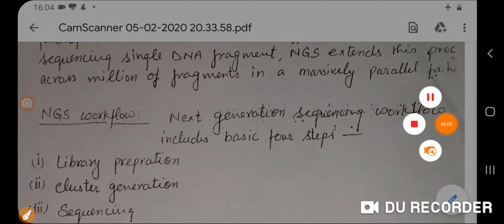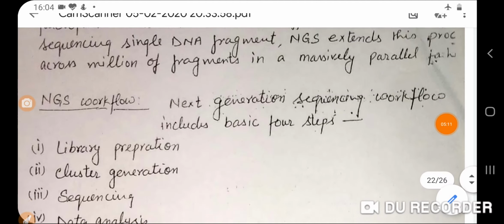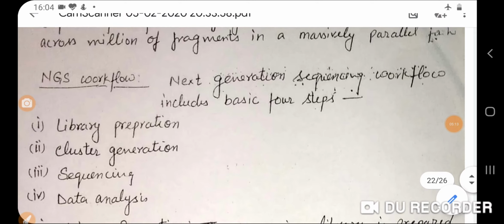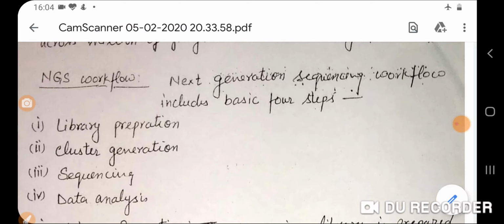So what are the steps for that? The workflow contains library preparation, cluster generation, sequencing and data analysis. In the next video we will talk about each step one by one.